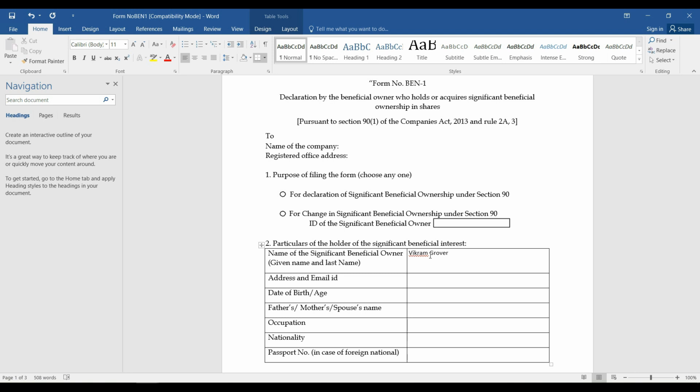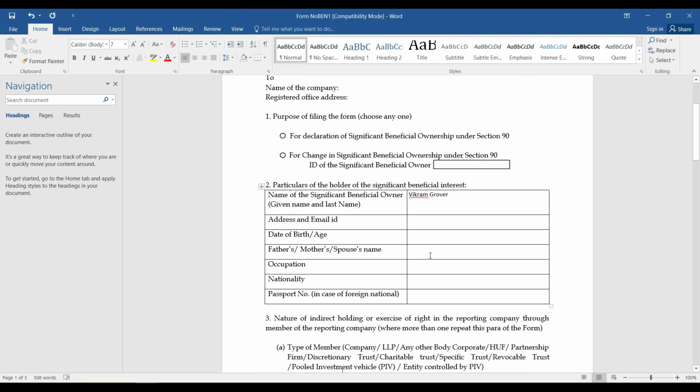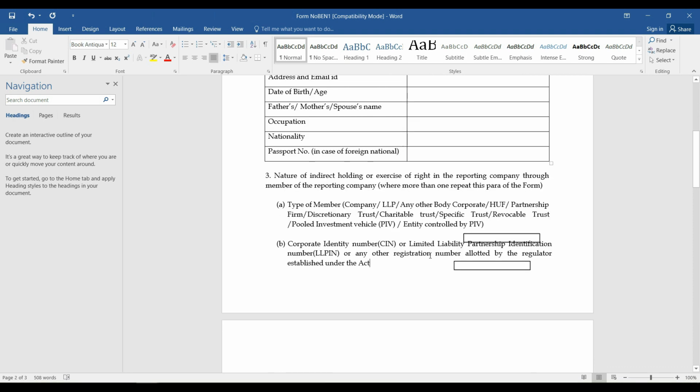Nationality, we have to mention here. A passport number: if there is a foreign national, then that person needs to mention the passport number over there. Okay, now move to the next point.